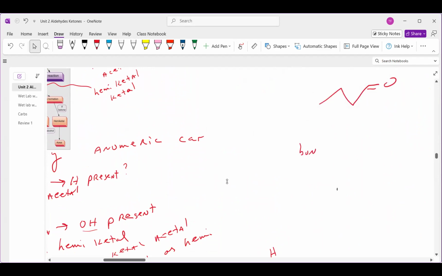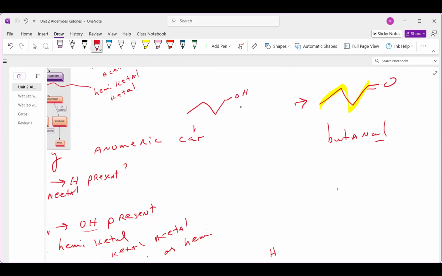Okay, so we have an aldehyde, and it's a 1, 2, 3, 4. So it's a butane now. So its carbon backbone is this, carbon's long. So we make an aldehyde from a primary alcohol, 4 carbons long. So this would be butyl.